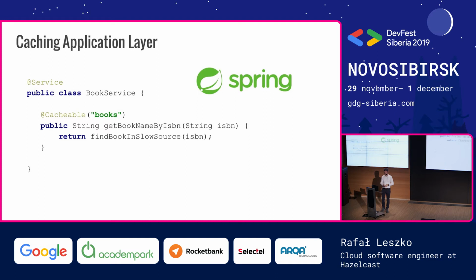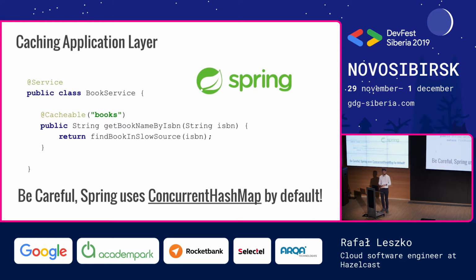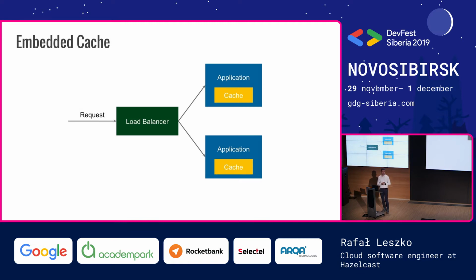But be careful, because Spring, for some reason, uses ConcurrentHashMap by default. So you are better off changing this right away. This is the first thing you should do. If you would like to write Cacheable in your Spring application, the first thing is to define your own cache manager and, for example, use Guava. So we are in this diagram.